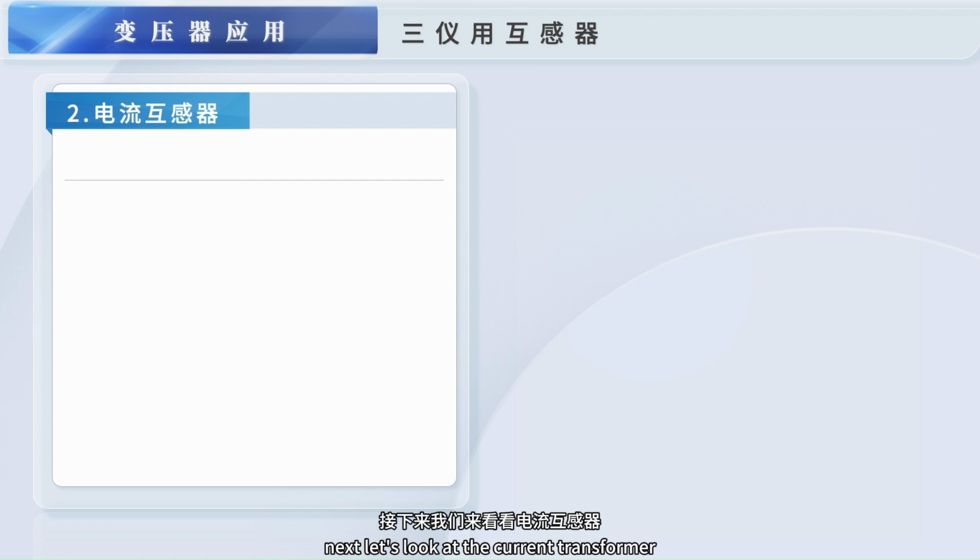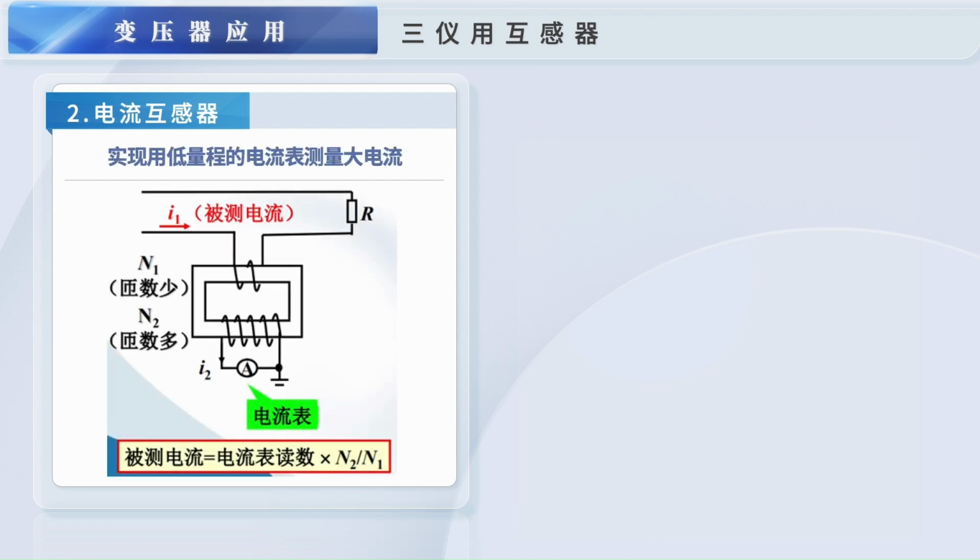Next, let's look at the current transformer. Its primary winding has fewer turns and is wound with thick wires. The secondary winding has more turns, and the wire is very thin. When used, the primary is connected in series in the circuit. The secondary and the ammeter form a closed loop. The load current on the primary side is equal to the reading of the ammeter multiplied by the ratio of turns.